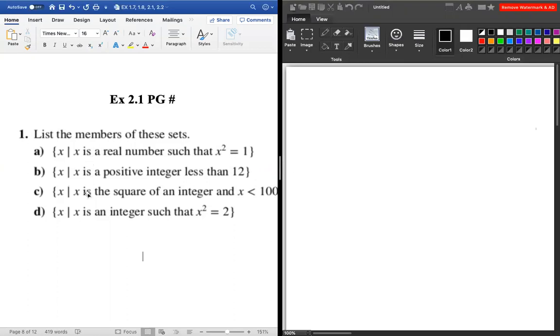Let's take part A. We have x is a real number such that x squared equals 1. We have to list the numbers, so in order to list, we use this notation. The only possible elements that cover this criteria are -1 and 1. These are the members of this set, because (-1) squared equals 1 and 1 squared equals 1. Other than this, no other number satisfies this condition.